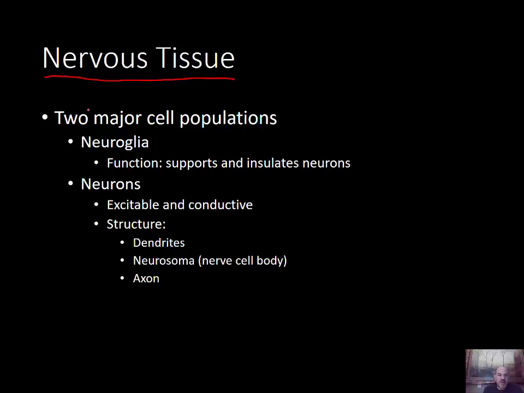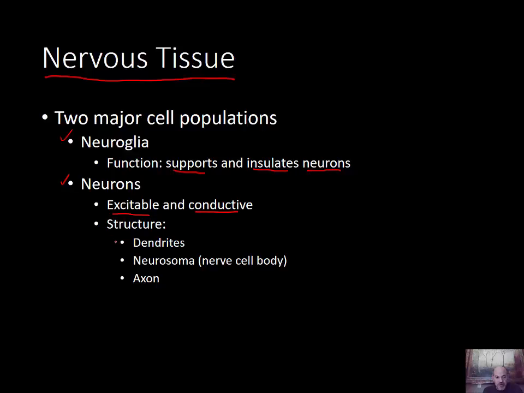So examining nervous tissue in general, it has two major cell populations. The first is the neuroglia, which are several different cell types, and they help support and insulate the actual functional cells of the nervous system. That gives the nervous system its main function, which is to communicate or send electrical impulses to other cells. They're called neurons. They are excitable and they're conductive because they can conduct the electrical signals.